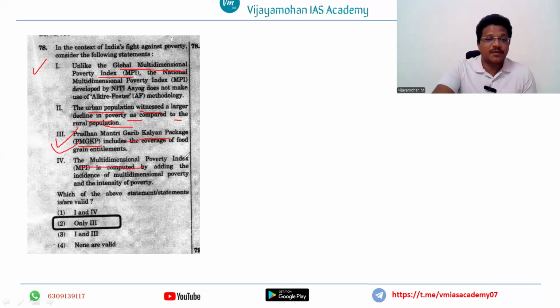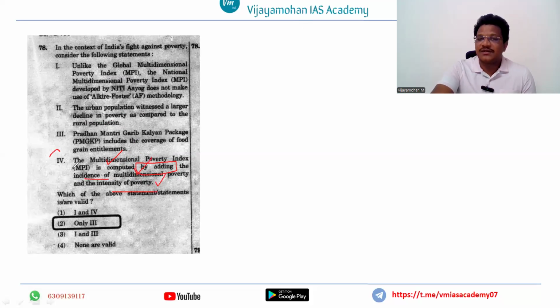Then multidimensional poverty index is computed by adding, this is the misleading statement, by adding the incidence of multidimensional poverty and the intensity of poverty. Here he deliberately changed the statement. Actually it should be by multiply, but he is telling that by adding the incidence and intensity of poverty.